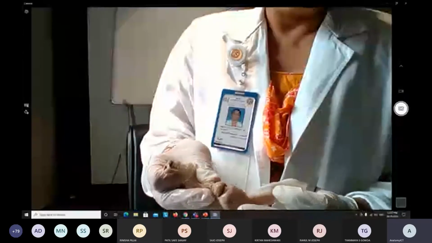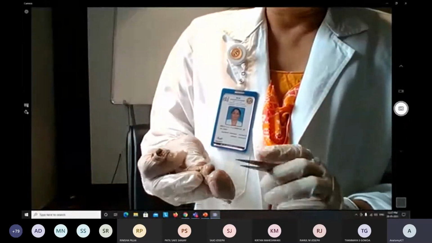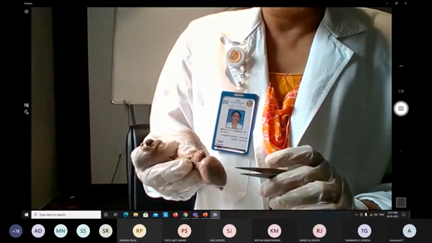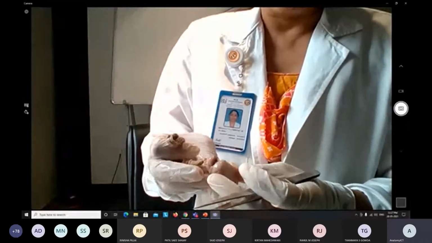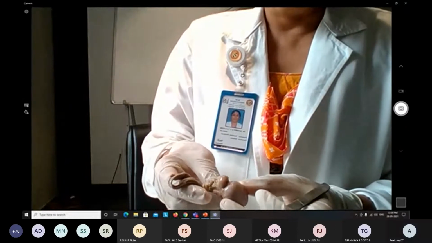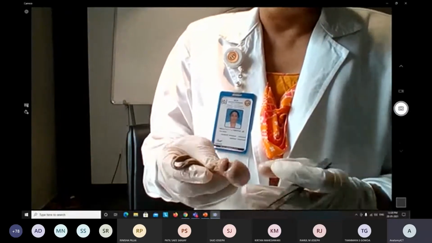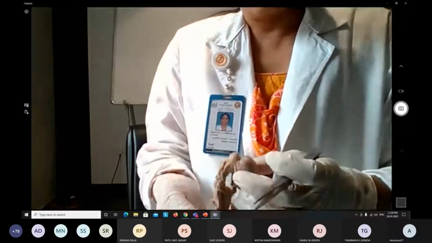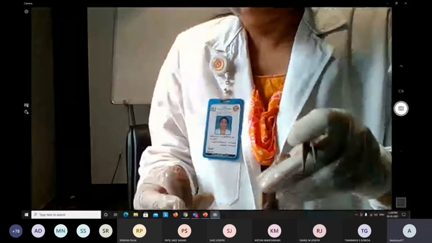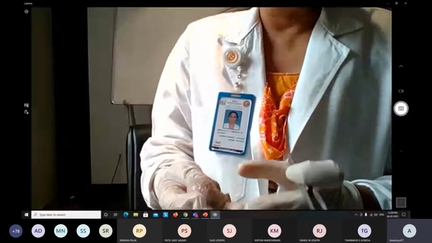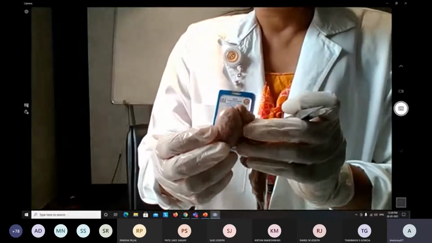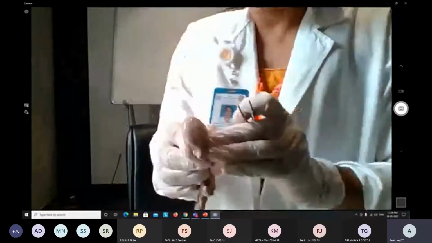Then the testis, this whole organ will be kept for dissection in the practical exam, and the histology part is important in testis. The first one I showed was this testis, right? I determined the side. Now one of you can determine the side of this testis. I will just show you the features here.